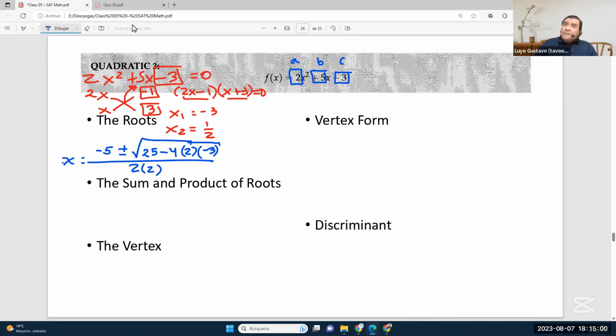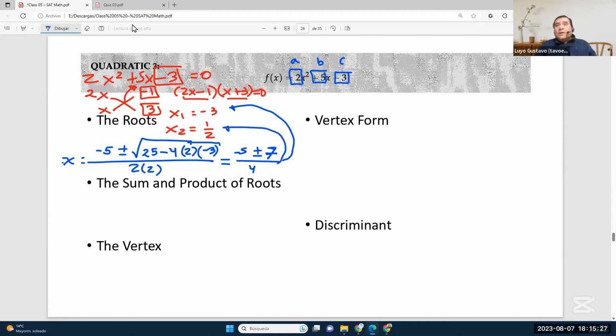24 plus 25, 49. So this is -5 plus or minus the square root of 49, over 4. So your two solutions, right? -5 plus 7 over 4, that is exactly 1/2. -5 minus 7 over 4, that is exactly -3. Your two solutions come from this expression.